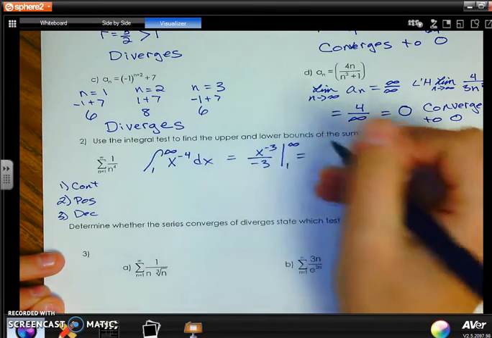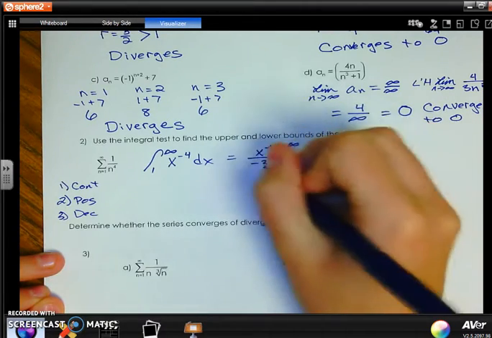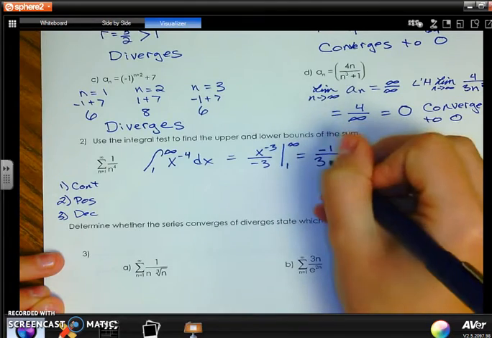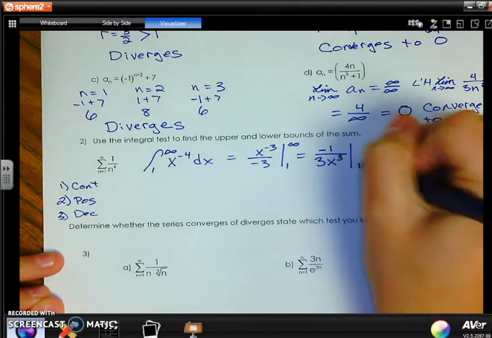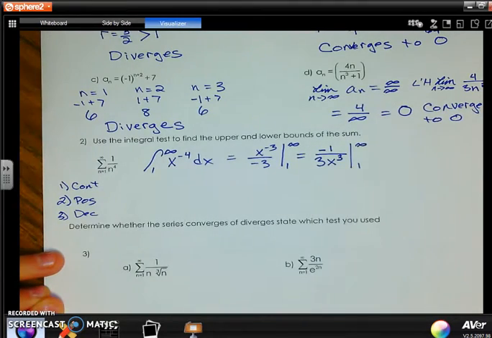Now this negative can float up to the numerator and be written as negative 1. That 3, though, stays in the denominator. That was a mistake a lot of people made on the test. So that 3 stays in the denominator, and I'm still evaluating this from 1 to infinity.